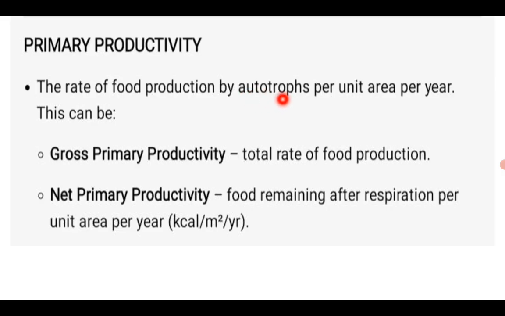How much food, in form of course glucose, is produced by plants during photosynthesis. So the rate of food production by autotrophs per unit area per year. This can be done by simply looking at gross primary productivity, which is the total rate of food production. By food here we mean glucose, which is made by photosynthesis.